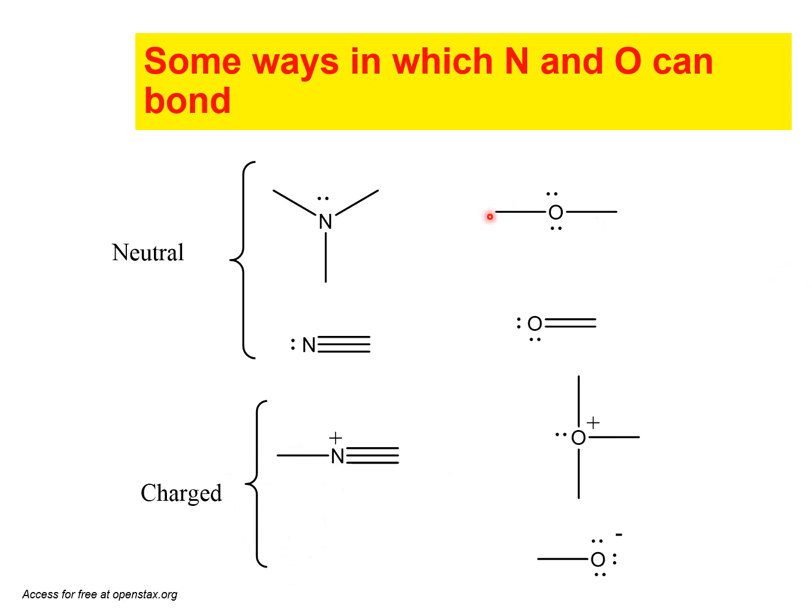Oxygen similarly can form 2 single bonds with 2 pairs of electrons, or it can form 1 double bond with 2 pairs of electrons, or it can form 3 single bonds and use up one of its pairs of electrons to form a bond, and as a result it gets a positive charge. Or it can also form a single bond with 3 pairs of electrons, and then it gets a negative charge.